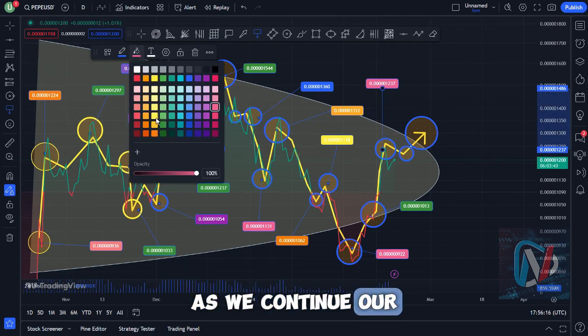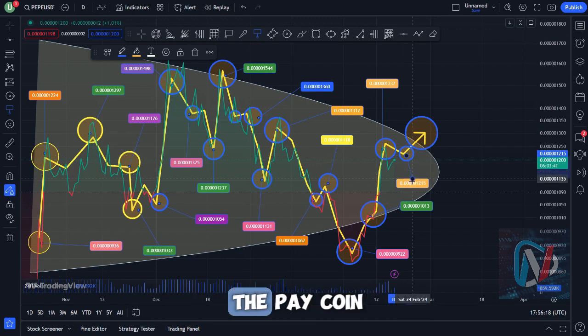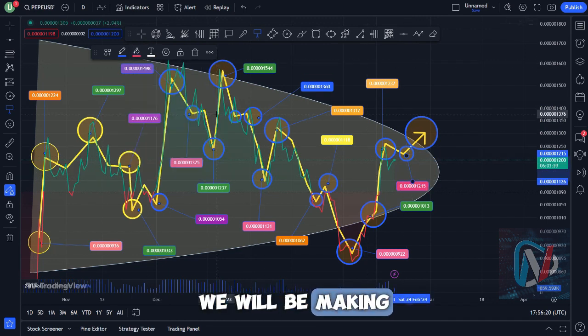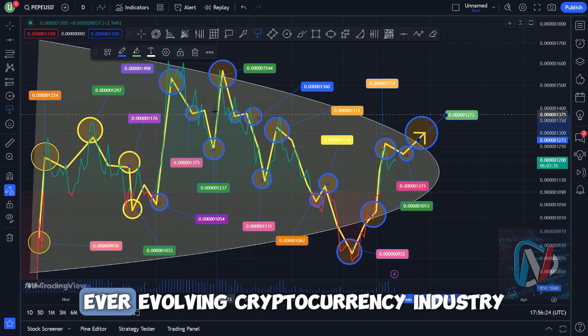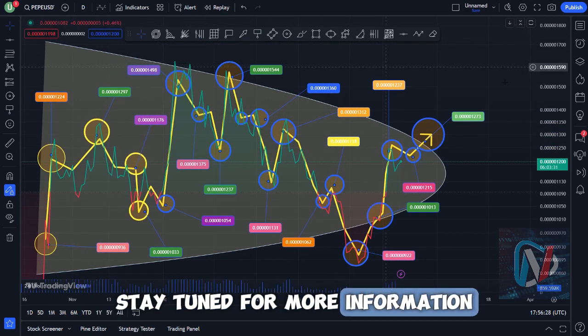As we continue our exploration of the intricate aspects of pepecoin, we will be making other fascinating findings and gaining a deeper grasp of how it fits into the ever-evolving cryptocurrency industry. Stay tuned for more information.